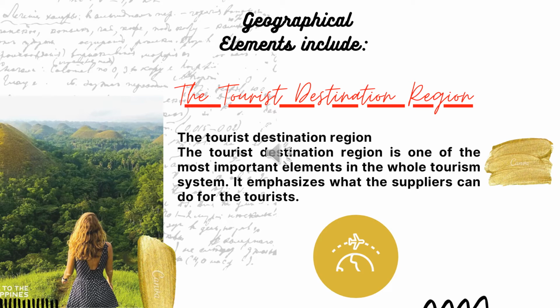Geographical elements include 3, and the first one of those 3 is the tourist destination region. Okay, geographical pertains to a place in a specific area. It consists of land. It can be a land, it can be sea or mountains or highlands. That's all geography comes in. The tourist destination region is one of the most important elements in the whole tourism system. It emphasizes what the suppliers can do for the tourist.